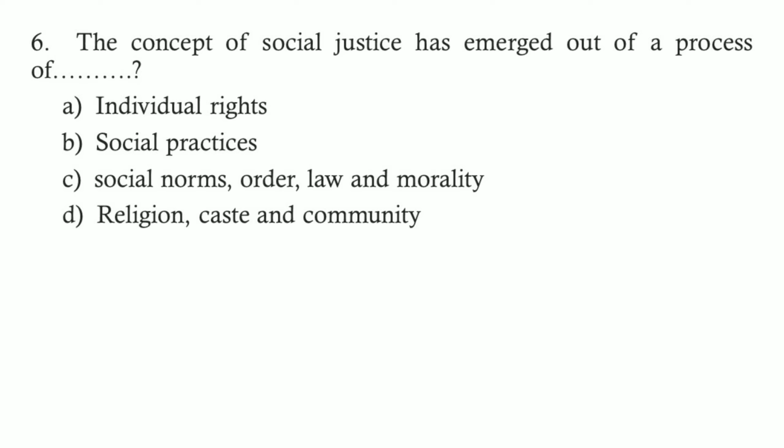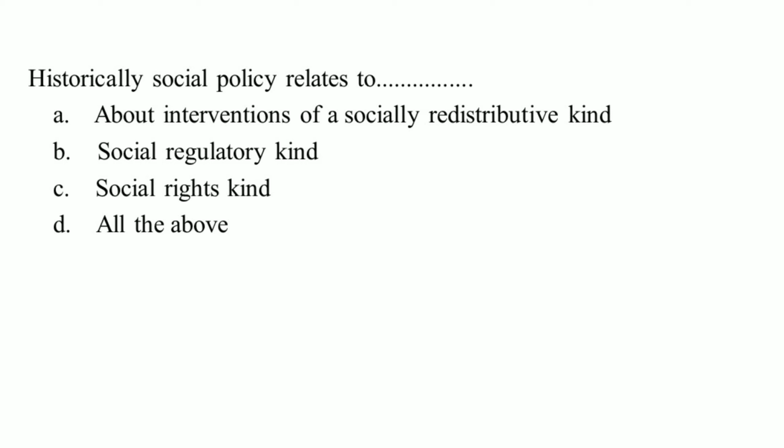Next one, the concept of social justice has emerged out of a process of dash. Option A, individual right. Option B, social practices. Option C, social norms, order, law and morality. And option D, religion, caste and community. Right answer, option C, social norms, order, law and morality.